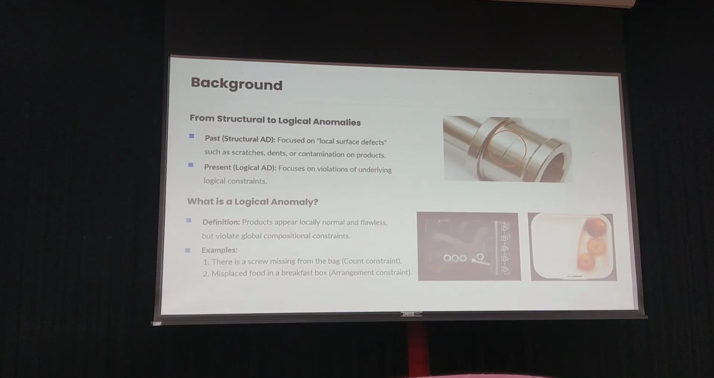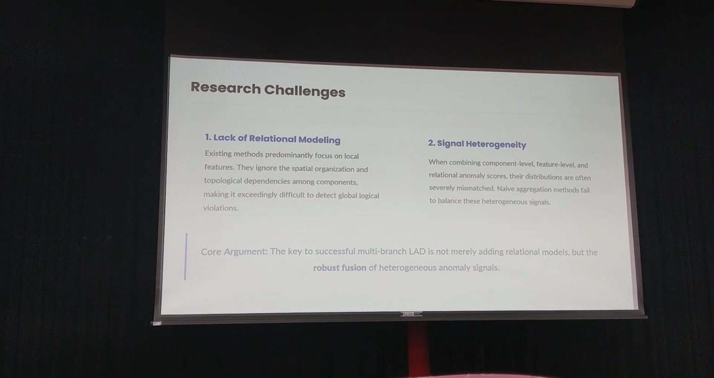First, let me explain what logical anomaly detection is. In traditional anomaly detection, we usually look for surface defects such as scratches, dents, or contamination. But in logical anomaly detection, the problem is different. The products may not have any visible damage, but they still violate some logical rules. This is why the problem is difficult.